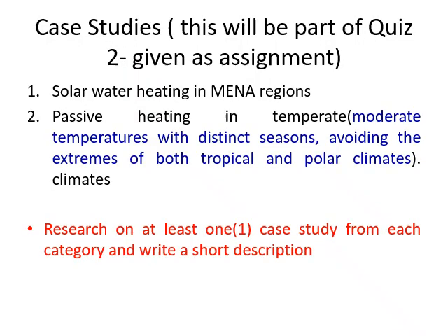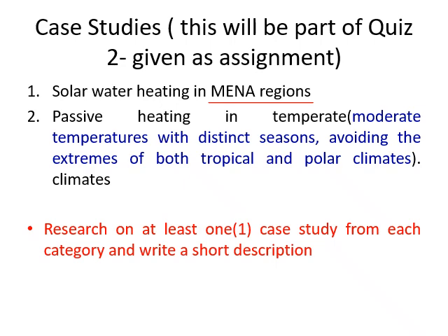Now we will talk about case studies, which will be covered in your quiz too. You have to study solar water heating in the Middle East and North Africa region, and passive heating in temperate climates, meaning moderate temperature with different seasons, avoiding the extremes of both tropical or polar climate. So there should be a four-season climate. How can we do the passive heating in a four-season climate?